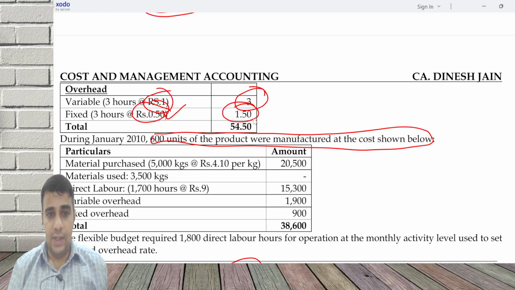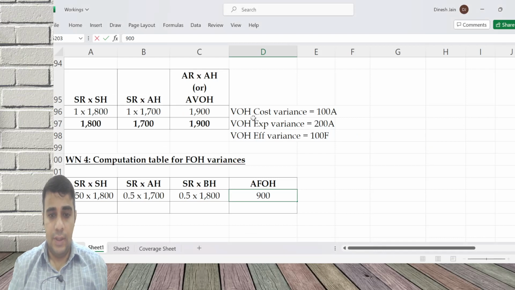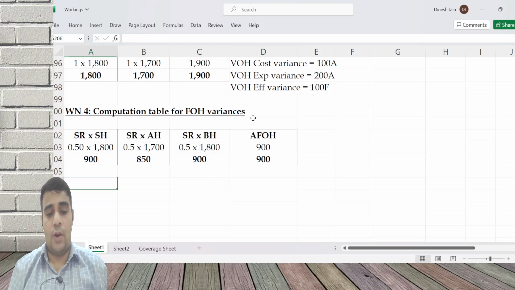Don't look at the screen, you keep doing it. Take your time, I have no problem. Take your time. Don't look at the screen. Only the variance number I have told you to copy. Otherwise, please do it on your own.